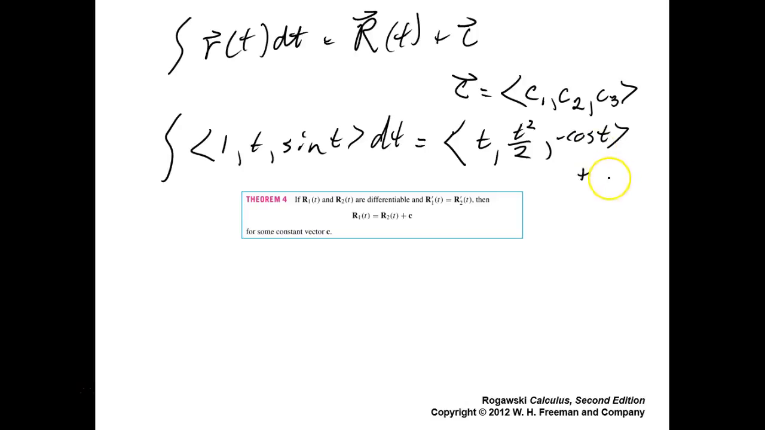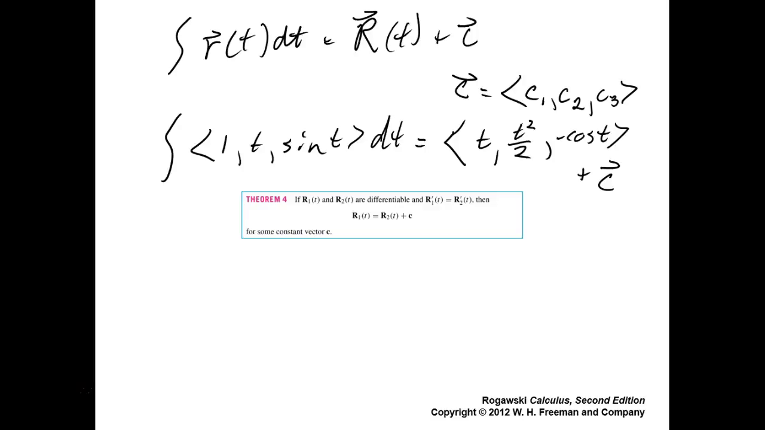Now you have to do plus some constant vector C. You don't know what it is. It's arbitrary. It can have any value in the world. Okay? It could even be 0.